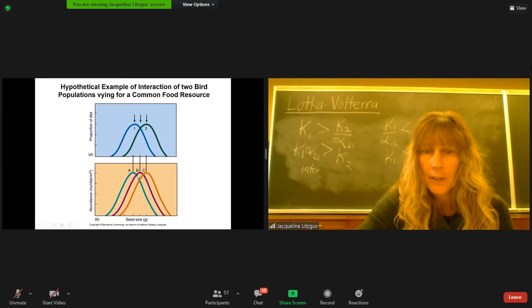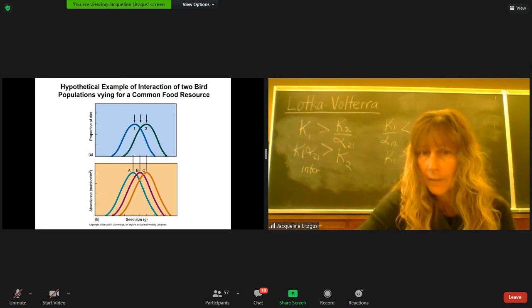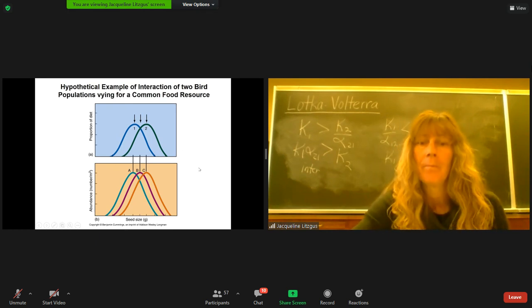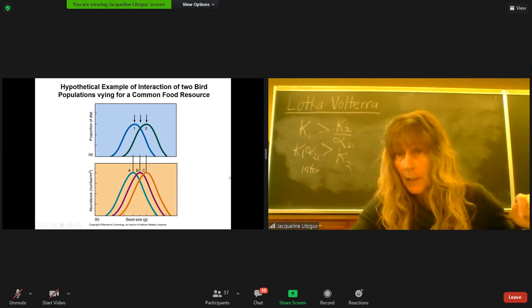So this graph down here is showing you three different environments, A, B, and C, and the distribution of the seed sizes there. In environment A, there's mostly small seeds, and in environment C, there's mostly large seeds. And then in environment B, both sizes of seeds are there. And I bet looking at this, you can already predict what's going to happen. You can already probably predict which species will competitively exclude the other, depending on which of these environments you're in, and when they might actually coexist. So let's have a look.